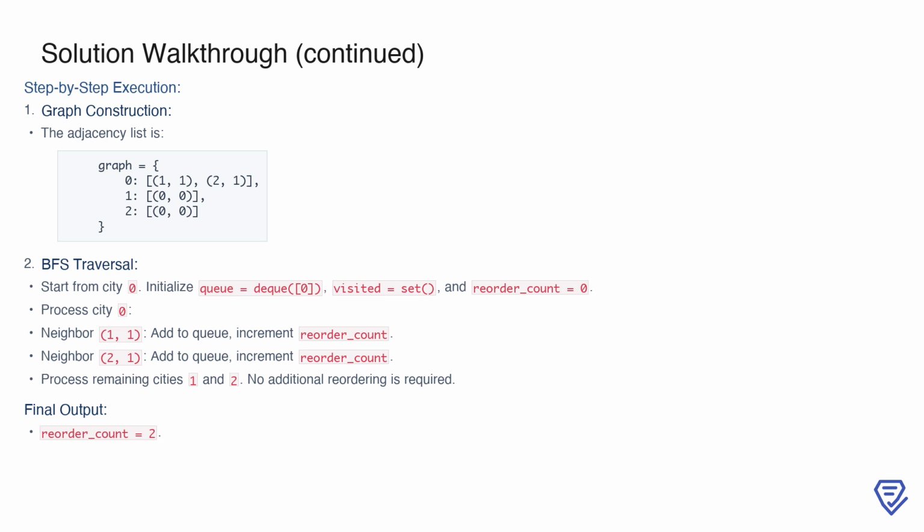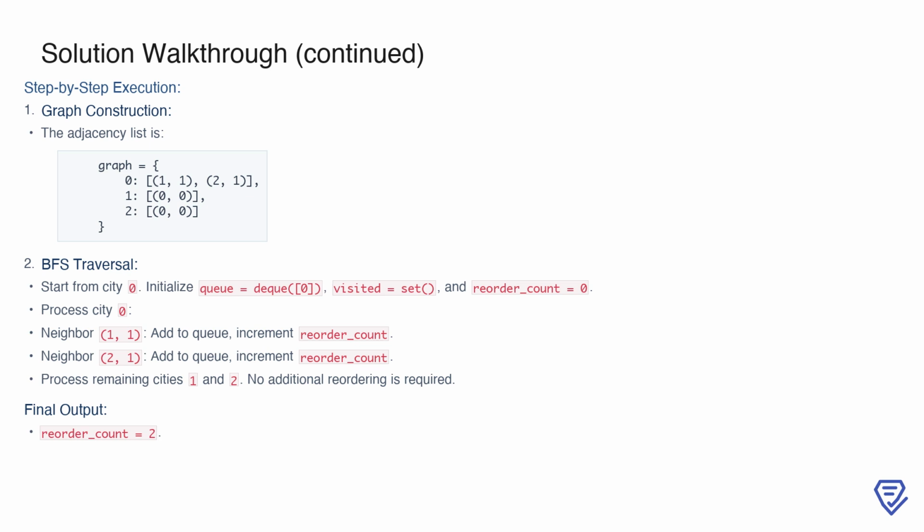Next, we process Cities 1 and 2. Since their only edges are reverse edges back to City 0, no further reordering is needed. The BFS traversal ends with reorder_count equal to 2, which is the final output for this example.